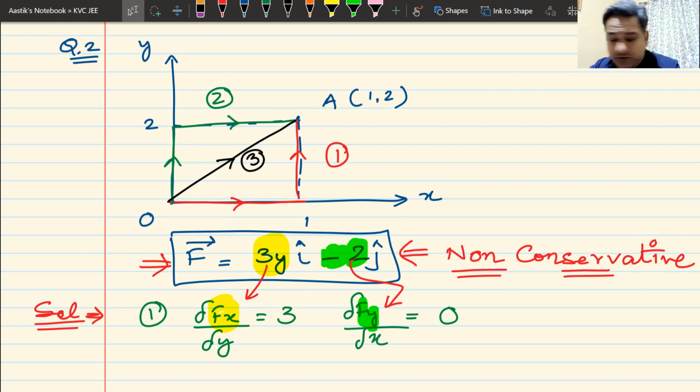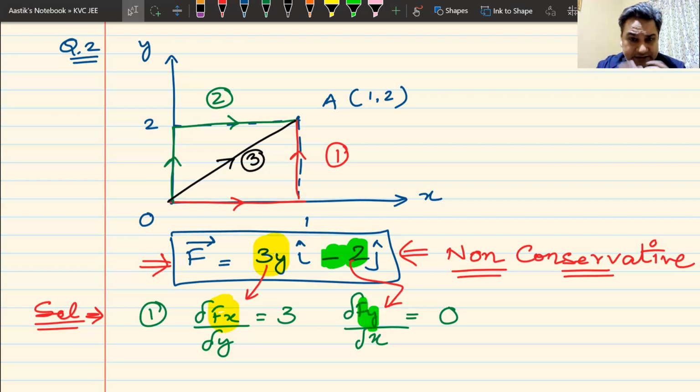Then we also understood that if the force is conservative, finding the work done is very simple because you can simply calculate the integral and get the value. Now we also discussed one problem which is right now on your screens. The force given was 3y i hat minus 2 j hat. That is the force given to you.